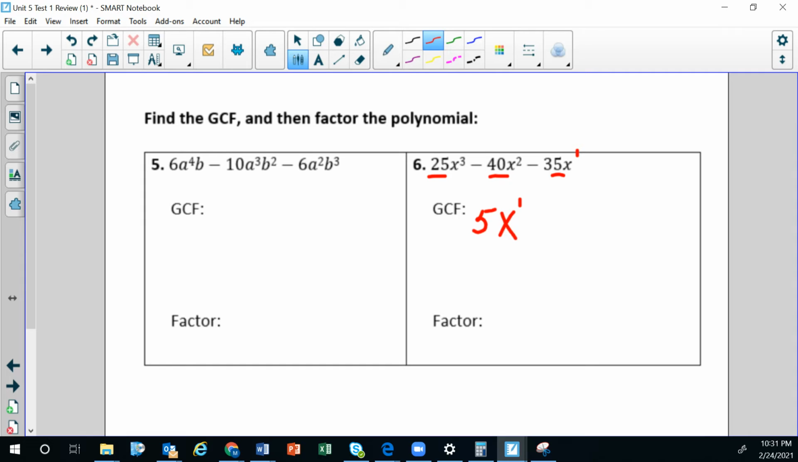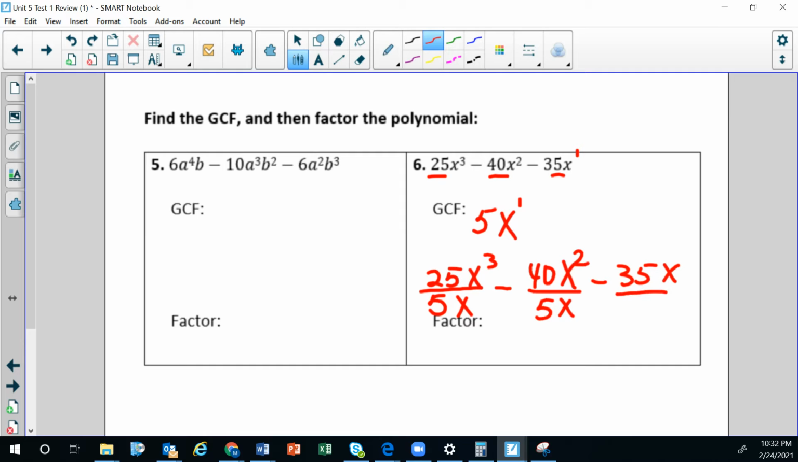Remember, you've got to divide each term by the factor. So I'm going to have 25x cubed divided by 5x, minus 40x squared divided by 5x, and then negative 35x divided by 5x. Again, with the coefficients, the regular numbers, it's just regular operation.